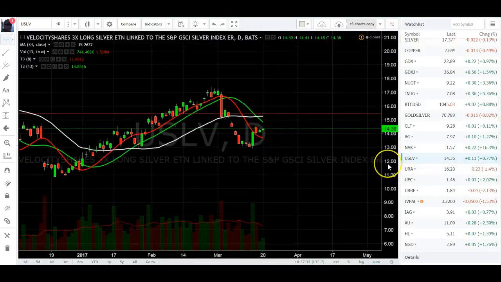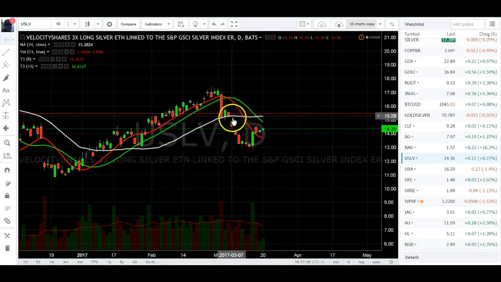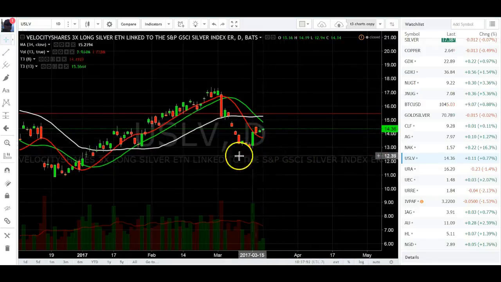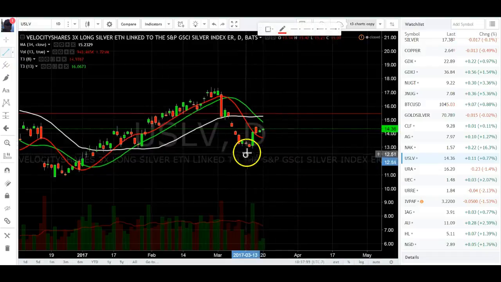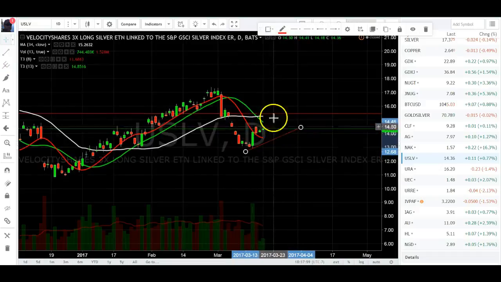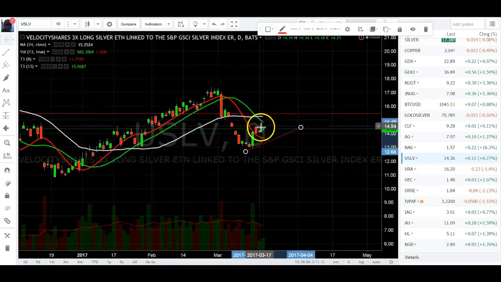USLV. USLV is consolidating over the 8. Lots of work to do. We got a V bottom. V bottoms need some kind of opposing point. So allow this to come back in, then we can find our trend on the downside. As it builds and builds and builds and gets above our ultimate trend. As it broke down, broke back in, now it's consolidating right over the 8.